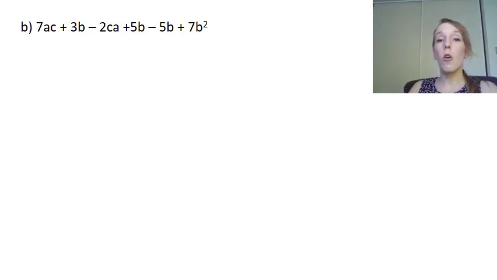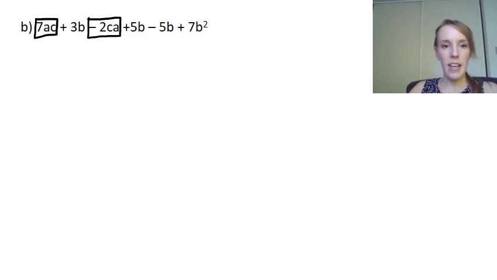Okay, another more complex example. I'm going to go through again and identify my like terms. So 7ac, are there any like that? Here we've got take 2ca, because remember it doesn't matter which order our multiplication is. So ca is the same as ac. So that's our like term. Remember, we're taking the subtraction sign with it. And there's nothing else. Okay, the next thing is plus 3b.